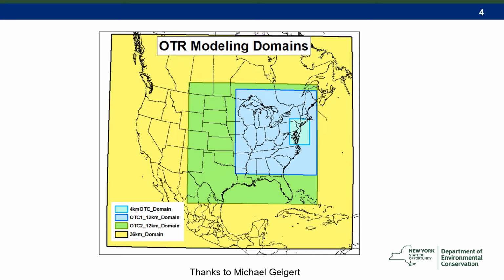This panel shows our modeling domains. The green box is our current 12 km model domain. The smaller light blue box is our 4 km model domain.